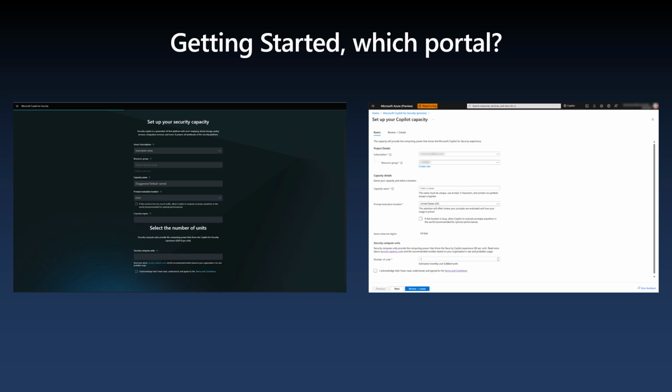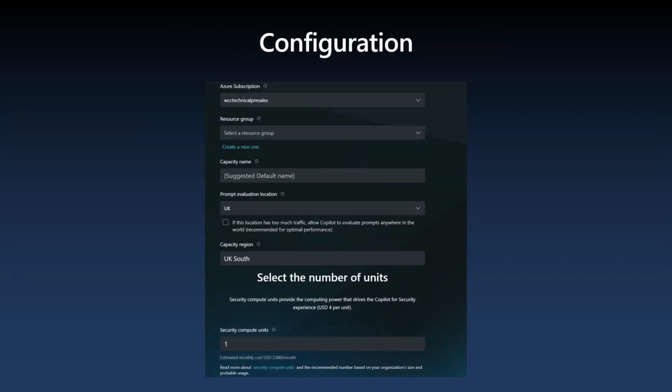The preference is security.copilot.microsoft.com, as you won't need to take an additional step and you won't need to associate the compute unit with a Copilot service, as it will do it for you. In terms of the configuration, you need to associate the service with an Azure subscription. You need to select a particular resource group in which the compute will reside, a unique capacity name, and the prompt evaluation location, capacity region, and the amount of security compute units.